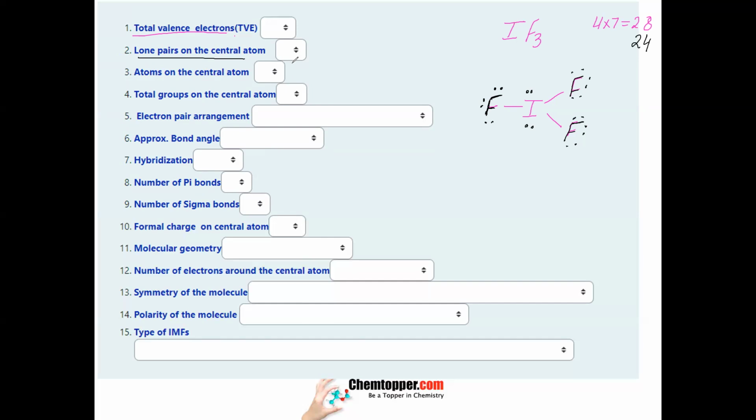Yes, Veer, very good. And lone pairs are 2. Atoms on the central atom? Total groups on the central atom? EPA of the central atom? 5 groups, EPA? Electron pair arrangement for the 5. Yes, trigonal bipyramidal. Approximate bond angle?